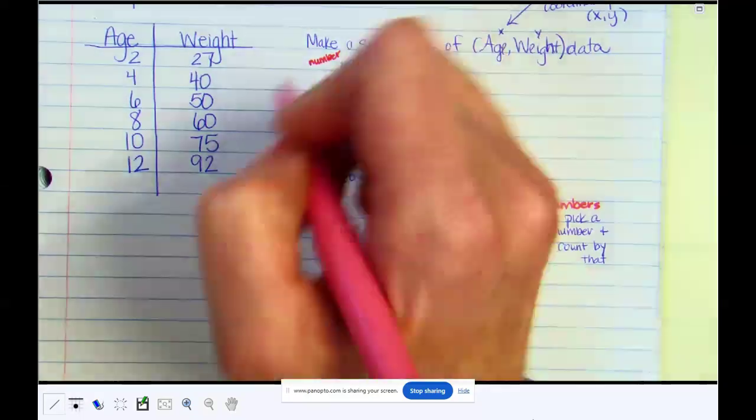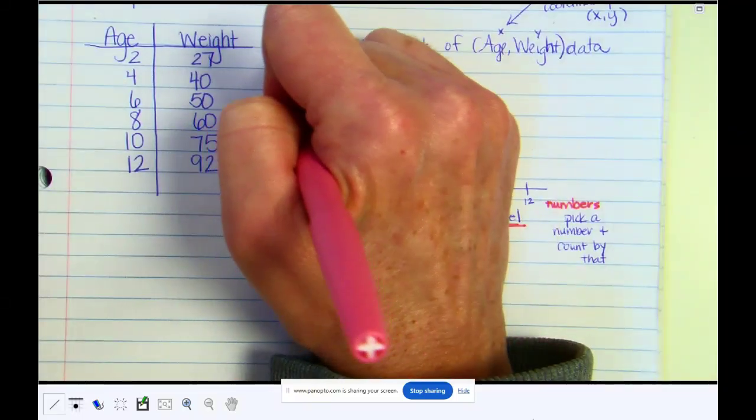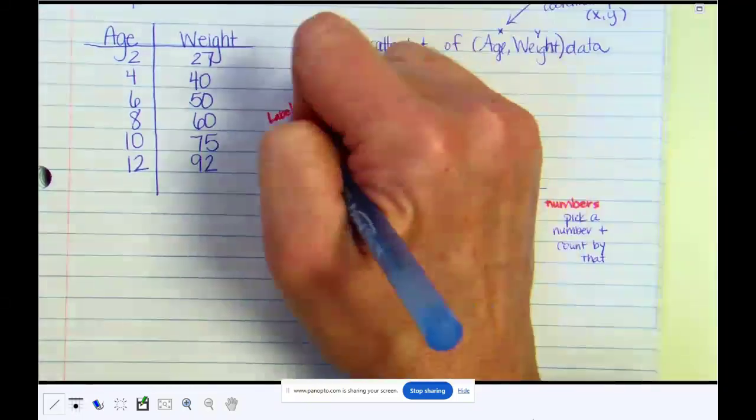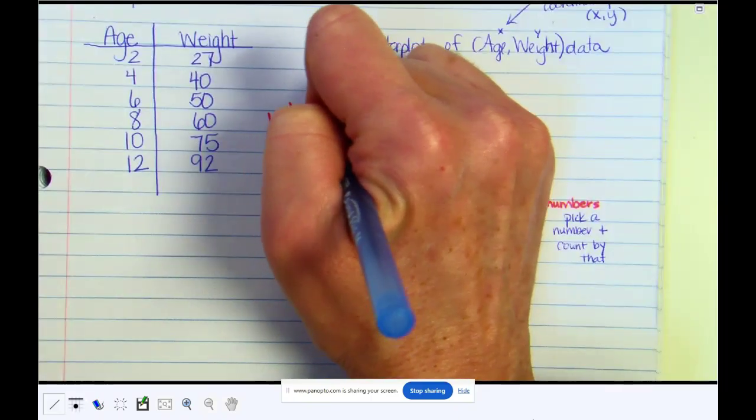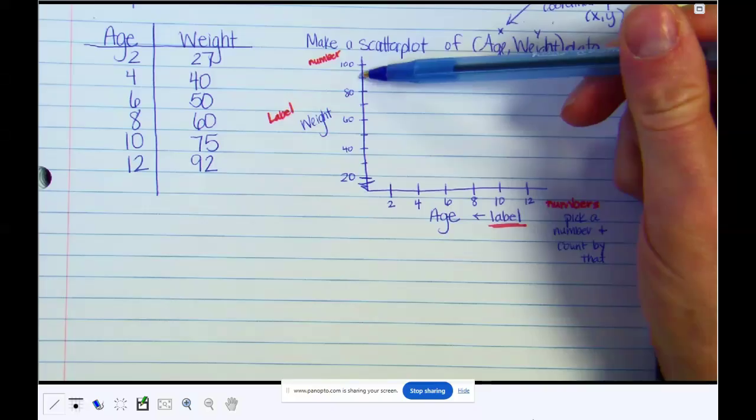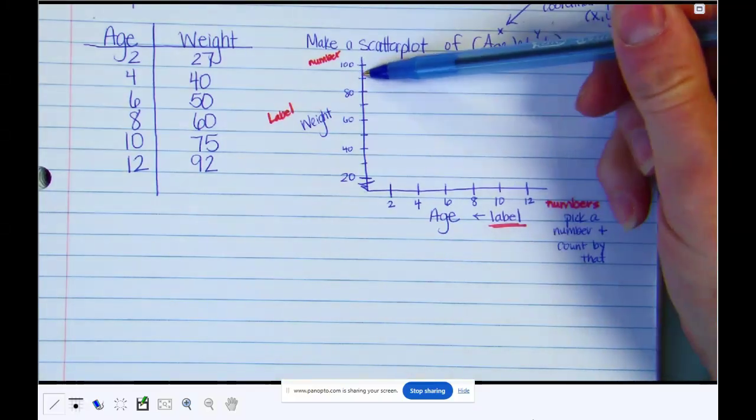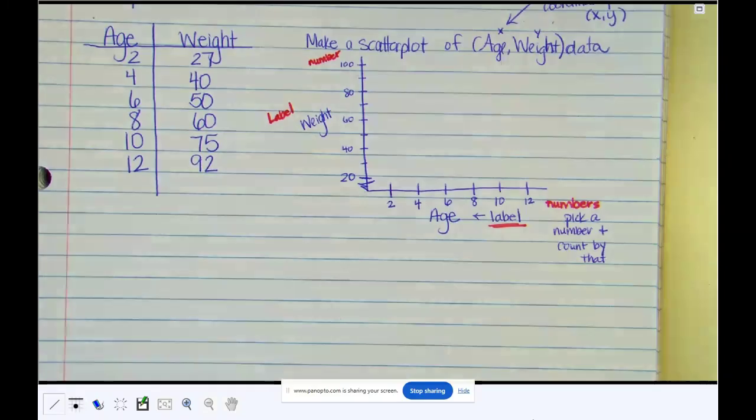Do you need to go to 100 though? Or no? The only reason I think I would go to 100 is because you are above 90, right? So I think I would go to 100. You guys are asking great questions. The thing that takes the longest on a scatter plot is just setting it up.